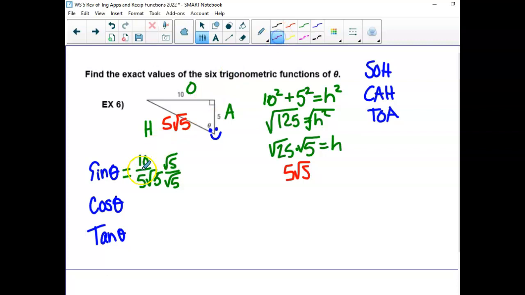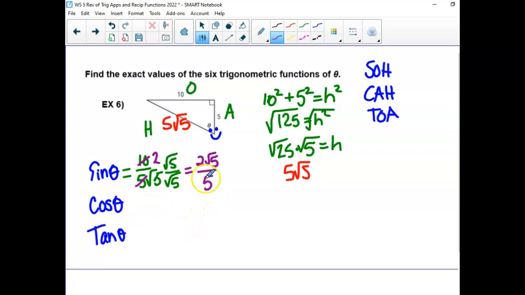What else can we do? What can happen with this 10 and 5 that were out here? That'll reduce to a 2. And what's down here? Square root of 5 times square root of 5 becomes 5. So it is a disgusting 2 square roots of 5 over 5.